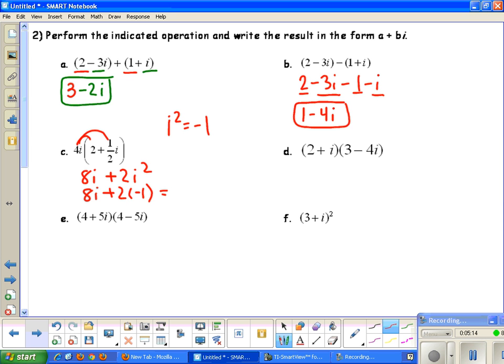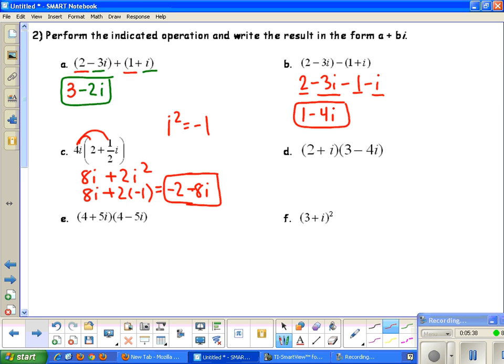So this would be 8i plus 2 times negative 1, which is equal to, and we're going to put this in complex number form, so... it's always in the form of a plus bi. So your real part goes first and the imaginary part goes second. I don't know why I just did 1. We're not adding them. I'm multiplying 2 times negative 1, so negative 2 plus 8i.